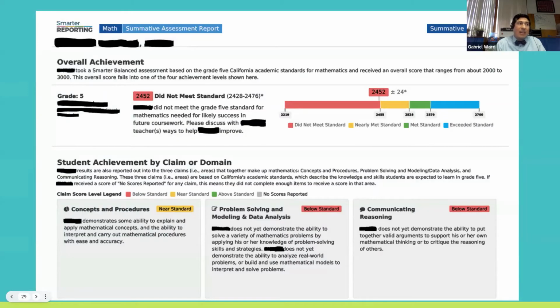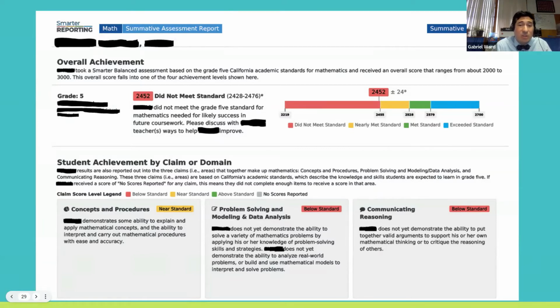So here what we're looking at is a summative sample, and this happens to come from one student, and you can see all of the information that's presented based on that summative assessment. So first off, you're going to see, did they meet or not meet the standard for that particular test? In this case, we're looking at math scores. So we can see that they either met, nearly met, didn't meet, or exceeded. In this case, we can see where they're at. Then we're also going to see by claim.